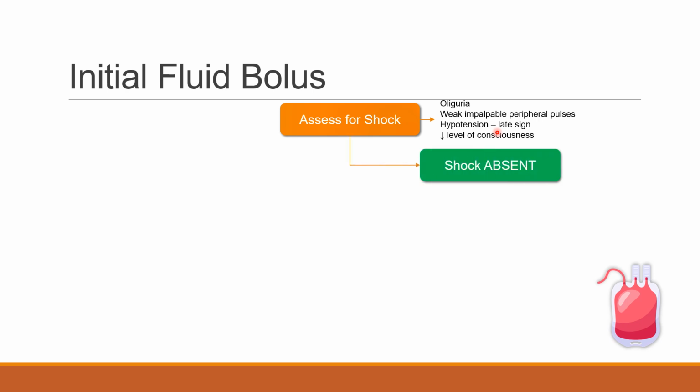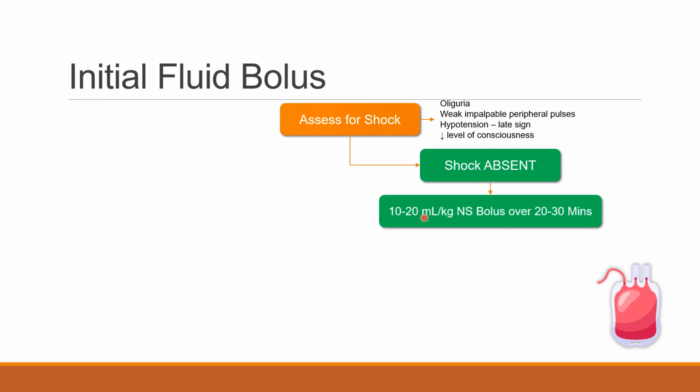But even if the patient does not have shock, as we all know, all the patients of diabetic ketoacidosis have some level of fluid deficit in the body. So we have to correct that deficit. So how do we correct that deficit? We correct that deficit by giving 10 to 20 ml per kg of normal saline bolus over 20 to 30 minutes. So basically it's a slow bolus.